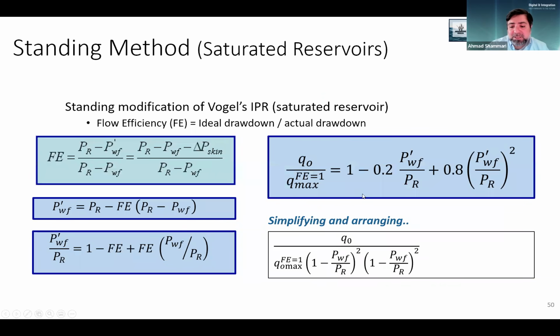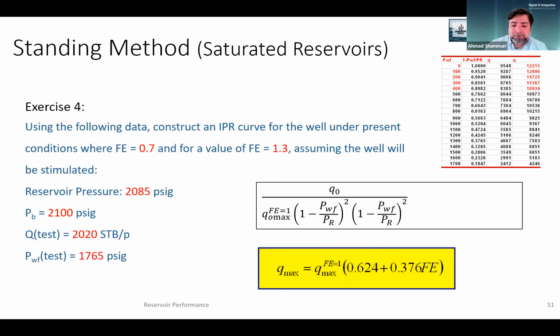So then he came up with this concept, and then without going into so much details, this is the new equation that Standing did. You notice that it has almost the same concept of the Vogel, right? But with some modifications. So this is the equation, right? So now, what are we showing here? We're saying that Q, okay.